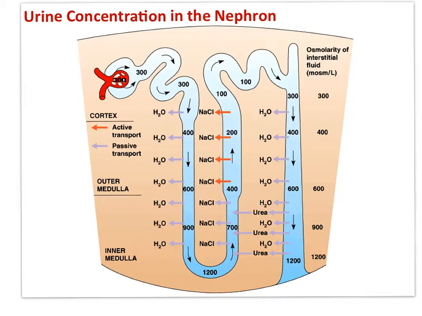Here's the simplified explanation of how the loop of Henle establishes the concentration gradient from the cortex to the medulla, the gradient through which the collecting duct must pass. The gradient is seen in this image as a color change from light brown in the cortex to dark brown in the medulla.